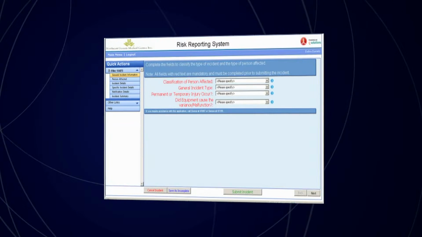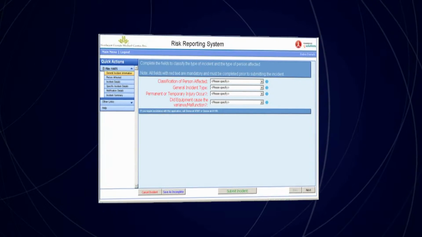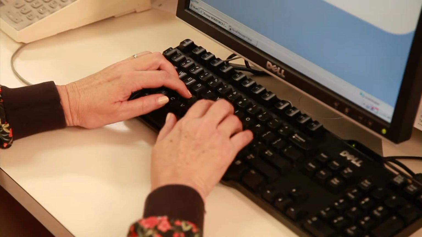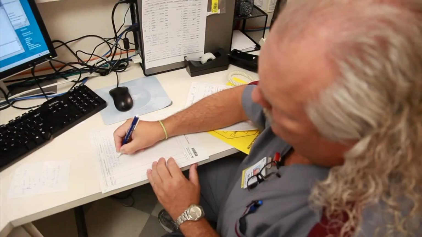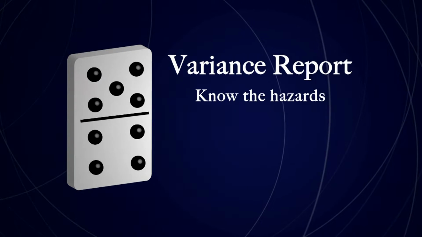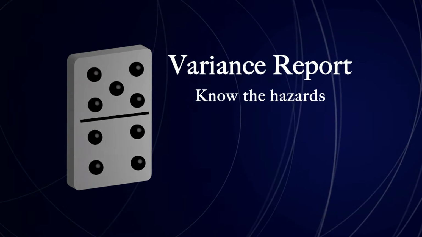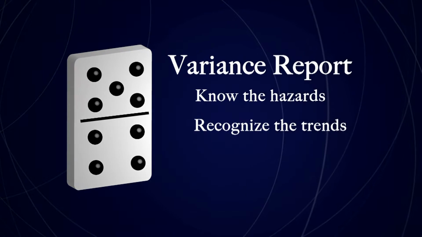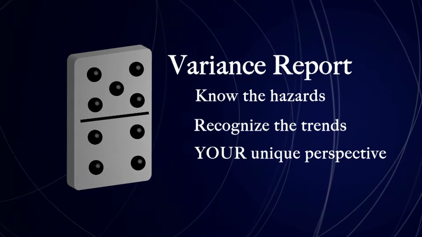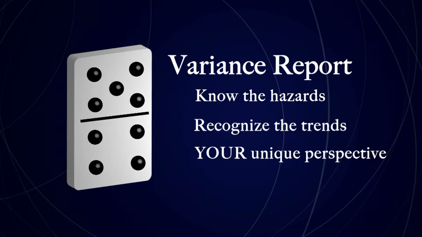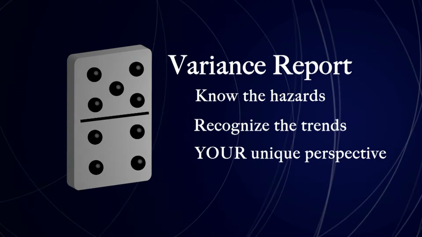A variance report is perhaps the best tool for gathering information about what's really happening each day on the floors of the hospital. The variance report is a tool for the safety team to gather critical information to make decisions that directly affect patient safety. Through your eyes and your variance reports, we become aware of potential hazards. And by analyzing large numbers of reports, we can begin to recognize safety trends. But perhaps most importantly, the variance report gives a voice to your concerns, insight into how the hospital operates through the eyes of the people on the front line of patient safety.